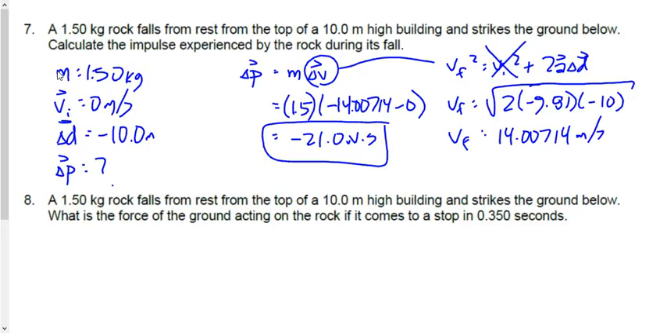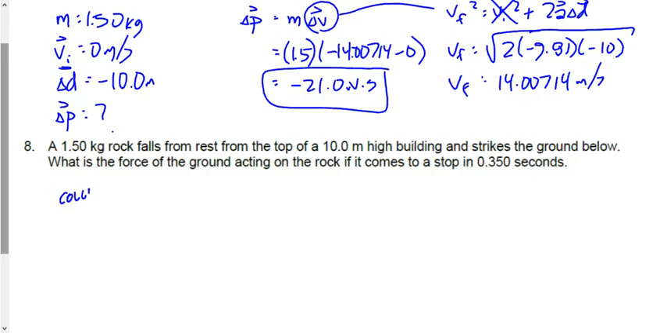Number 8 looks a lot the same setup to the question. This time, though, we want to find the force of the ground acting on this rock when it hits. So we're not analyzing the fall this time like we were in question 7. This time we're analyzing the collision itself. We have a mass of 1.5 kilograms. Tell me what VI is for the collision? No, what is it? How is it that we just said 14 was VF, but now we're saying it's VI?